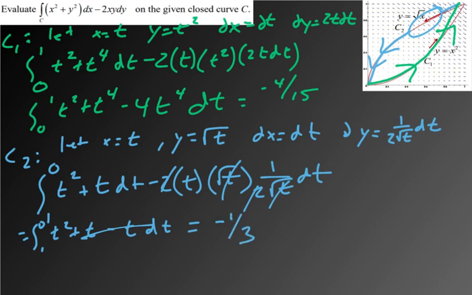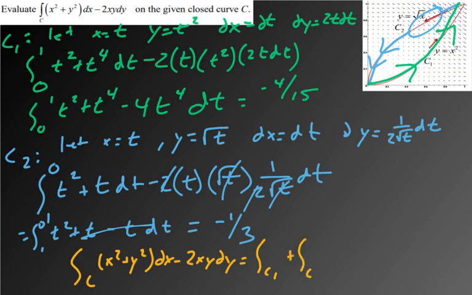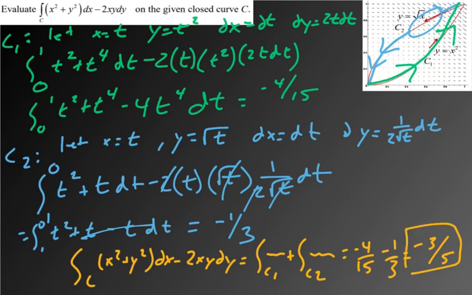That's negative a third. And so if you put it together, the line integral of x squared plus y squared dx minus 2xy dy is just going to equal the line integral over curve 1 plus the line integral over curve 2. Obviously you should write things in here, but I'm being lazy because I don't have room. That would equal negative 4 over 15 minus 1/3, which is equal to negative 3 over 5. There you go.